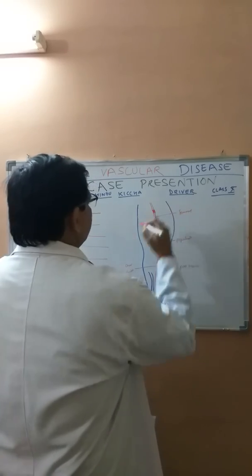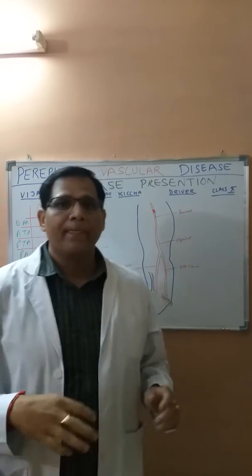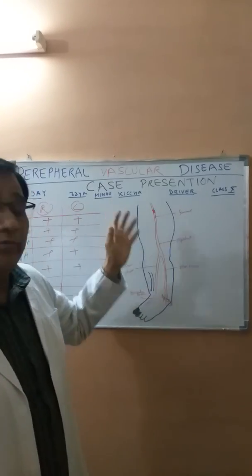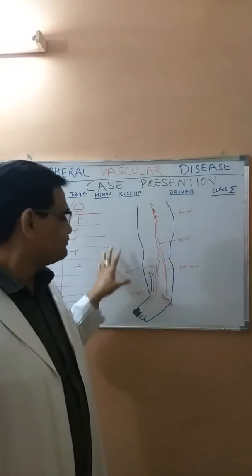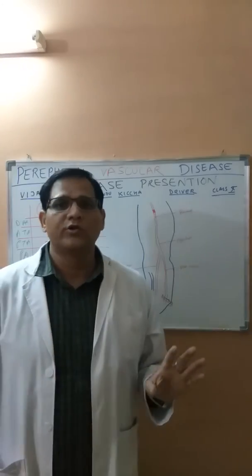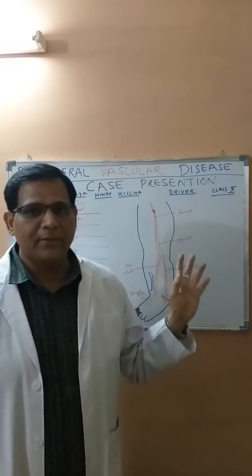and flow decreases. So atherosclerosis mainly affects the large or medium sized arteries. It never affects the smaller size arteries. So this is how you are going to present the case of peripheral vascular disease. I hope I have explained it well.